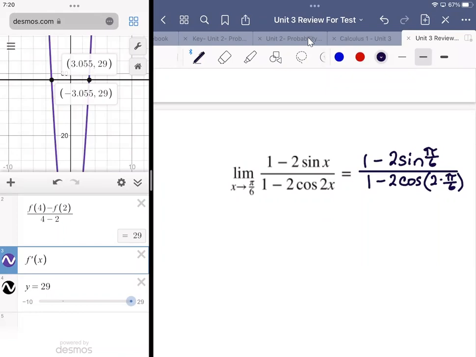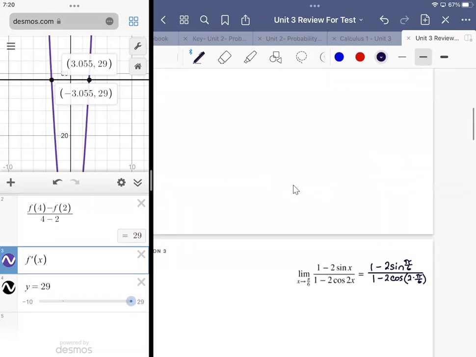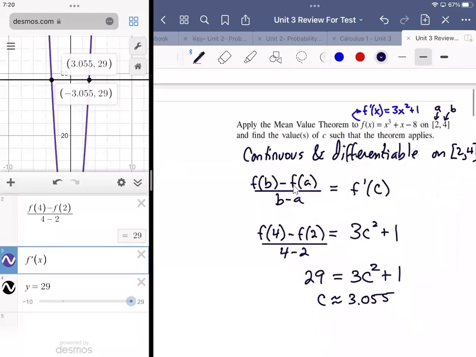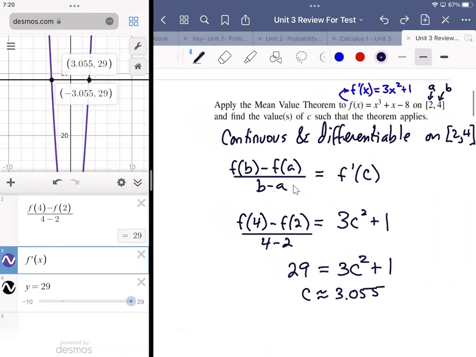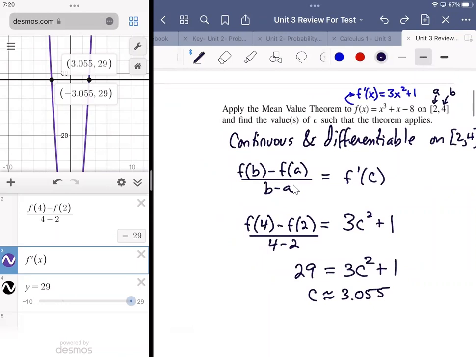I'm just looking at the question. Why set it equal to each other? I'm not sure in which step you're referring. Set what equal to each other? These two? If that's the, yeah, I'm getting the set. Yeah, that's the mean value theorem. Yeah.